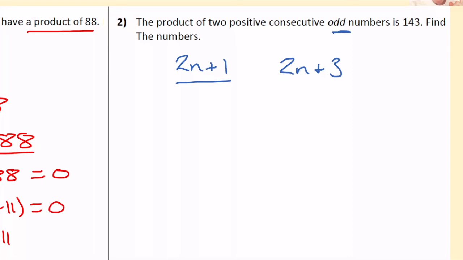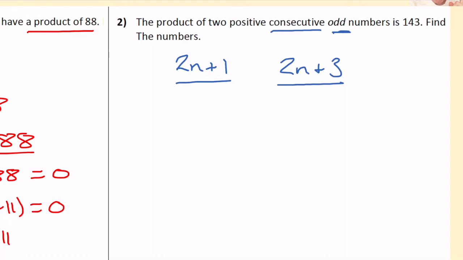Now we want them to be consecutive, so I want the next odd number. So I've got 2n plus 3. If I had 2n plus 2, that would just give me another even number. But I want to skip the even number and go straight to the next odd number. So that's how we start that up.